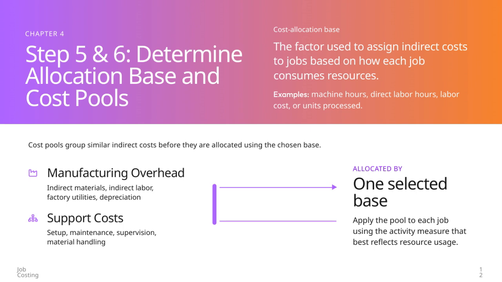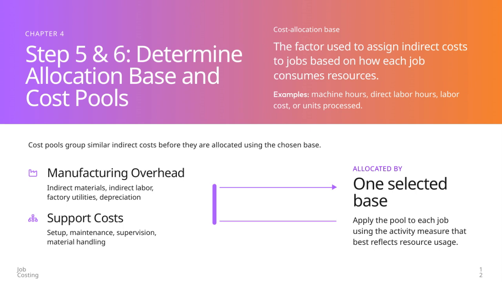Next, we have cost pools. These group together similar indirect costs before we allocate them using the chosen allocation base. For instance, manufacturing overhead includes indirect materials, indirect labor, factory utilities, and depreciation. Support costs, on the other hand, encompass expenses like setup, maintenance, supervision, and material handling.